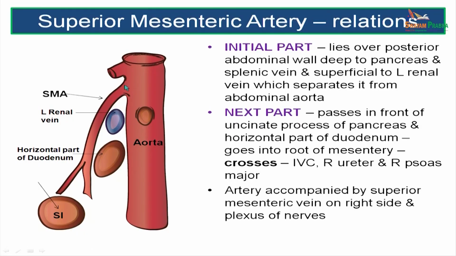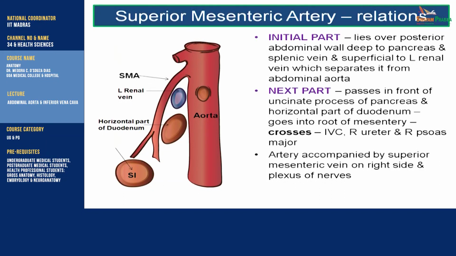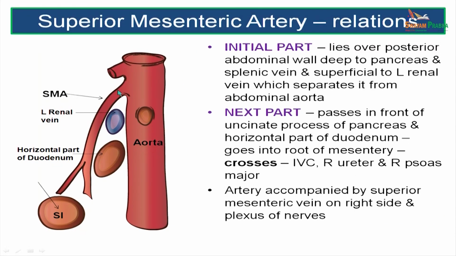The superior mesenteric artery in a lateral view is divided into an initial part and the next part. This artery buds off from the abdominal aorta anteriorly and lies over the posterior abdominal wall deep to the pancreas and splenic vein and superficial to the left renal vein. This left renal vein lies between the superior mesenteric artery and the aorta, and this is called the abdominal nutcracker, wherein the left renal vein gets compressed between the superior mesenteric artery anteriorly and the aorta posteriorly.